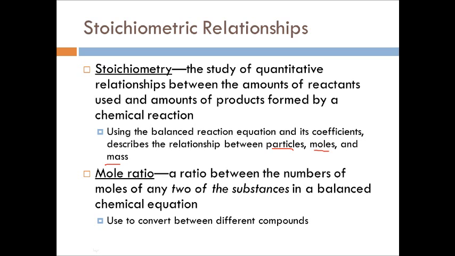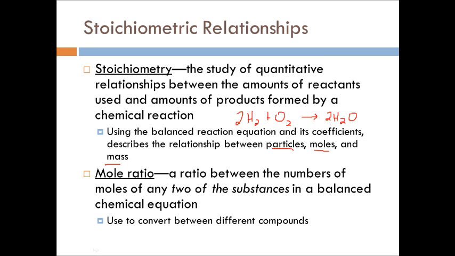So let's say we have water. So we have 2H2 plus O2 goes to 2H2O. In this case, we've got 2 molecules of H2 plus 1 molecule of O2 goes to 2 molecules of H2O. The same thing goes for moles: 2 moles of H2 to 1 mole of O2 to 2 moles of H2O.